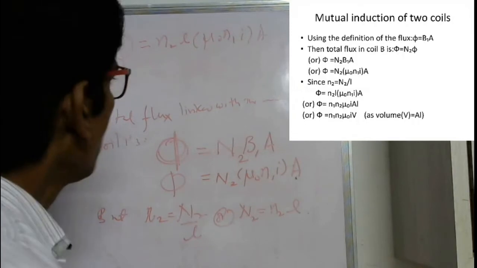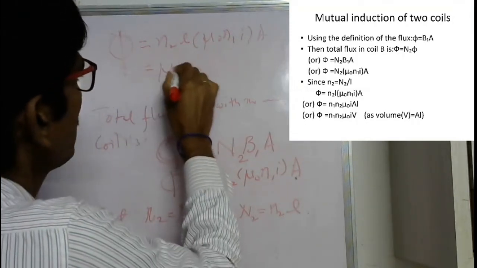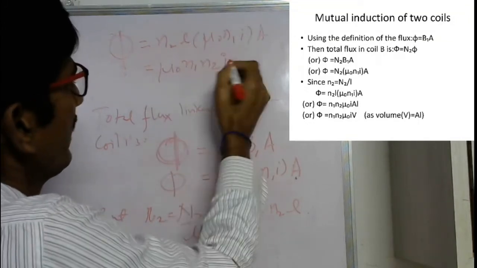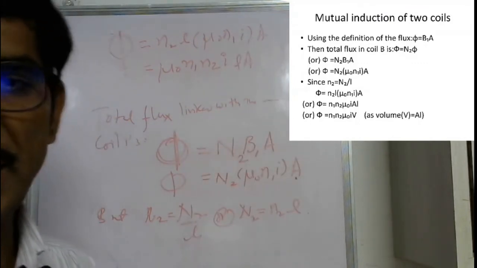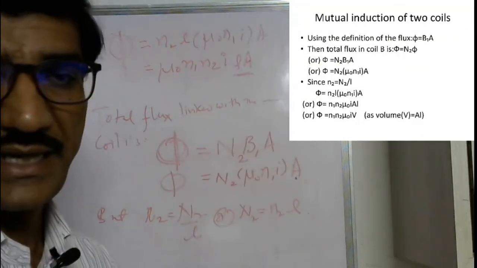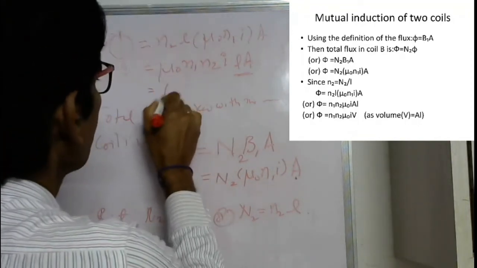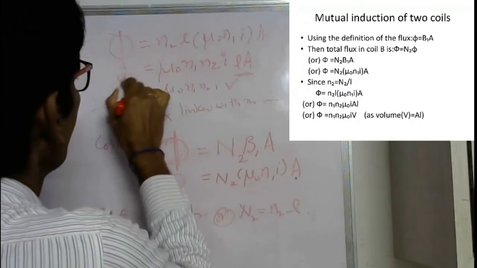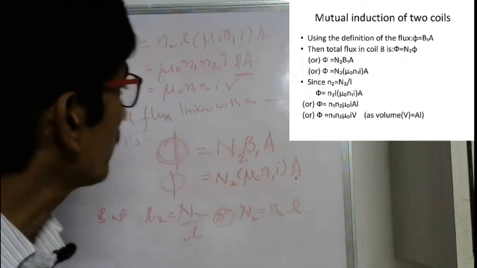This is equal to mu naught n1 n2 I A L. What is this? A is the area, L is the length, and area into length is volume. That's why we write this as mu naught n1 n2 I V. So the flux linked with the second coil is mu naught n1 n2 I V.